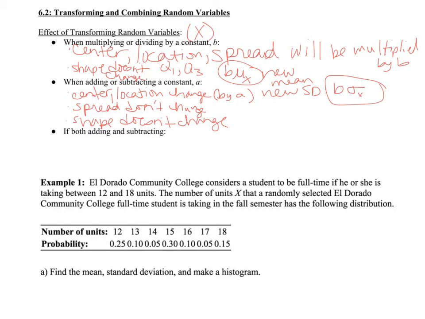Okay, so the next one, I put if adding and subtracting, but actually I meant to write if adding and multiplying also. And it will also apply for subtracting and dividing, but more often than not, you're going to be adding or multiplying something. And what I mean is you started off with your random variable x, you end up changing it to y equals a plus b times x. So what I mean here is I multiply all of my values by a constant b, and I add a constant a to everything. So what's going to happen is the shape stays the same.